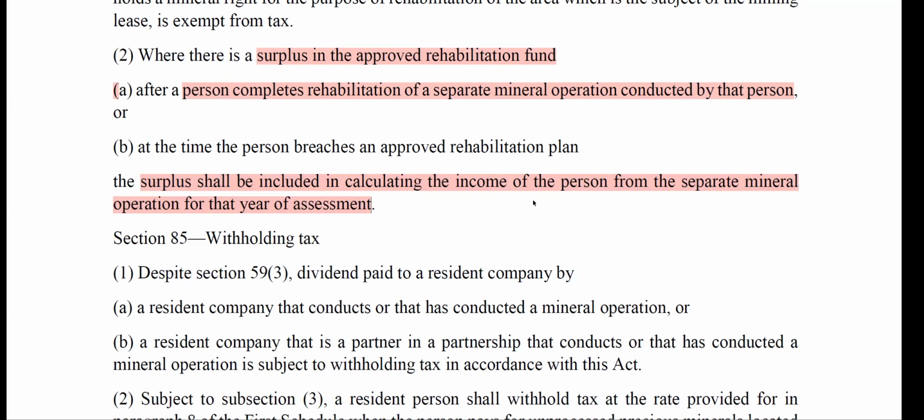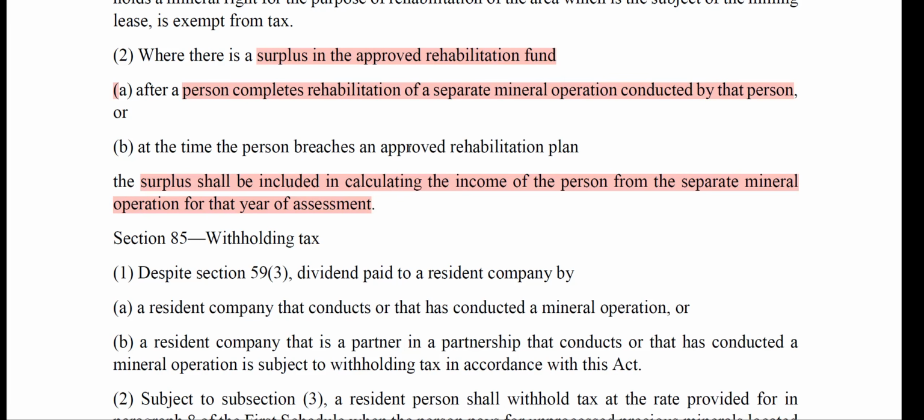So the decommissioning fund or rehabilitation fund here is actually exempt, whether you are withdrawing from it or contributing to it. But let's say you set up 60,000, but what you end up having in it is 80,000, that surplus is taxable. And also, if you breach an approved rehabilitation plan, so let's say that in the plan you are not supposed to withdraw from it, and then you withdrew from it before the time, you have breached the plan. In that case, any money inside becomes taxable. Does it make sense to everyone?